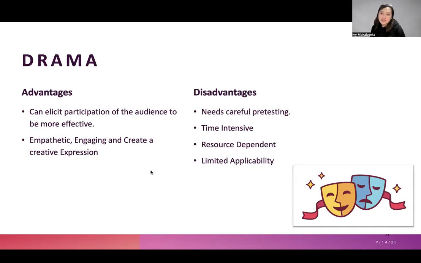However, some disadvantages are that a crucial step is careful pretesting to ensure that the message is correctly interpreted. Aside from this, it is also time intensive and resource dependent as it requires long preparation from making the script to rehearsals. Also, it requires costumes, props, backdrops, and big spaces. And lastly, it has limited applicability, as drama is effective in various subjects such as history, literature, and social science. It may not be suitable for technical subjects.